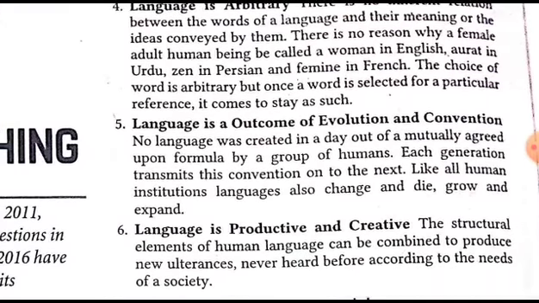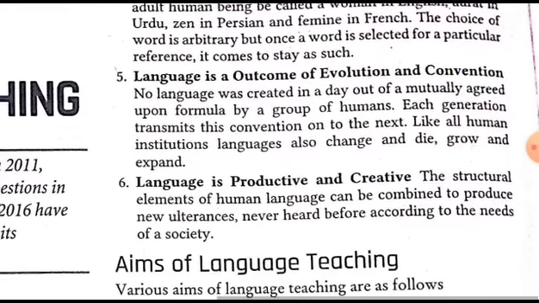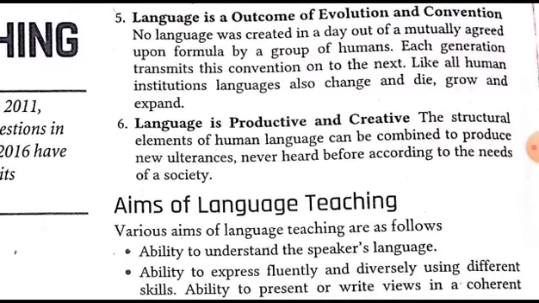So the choice of word is arbitrary, but once a word is selected for a particular reference, it comes to stay as such. Fifth, language is outcome of evolution and convention. No language was created in a day out of a mutually agreed upon formula by a group of humans. Each generation transmits this convention onto the next generation. Like all human institutions, languages also change and die, grow and expand.